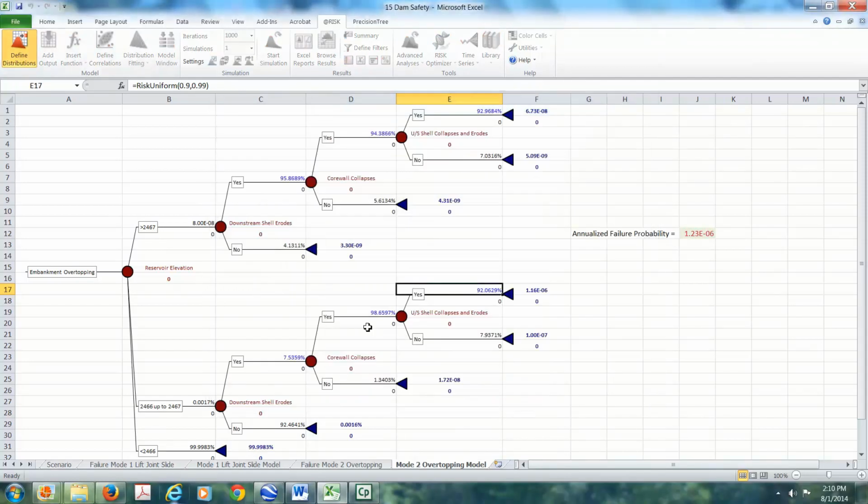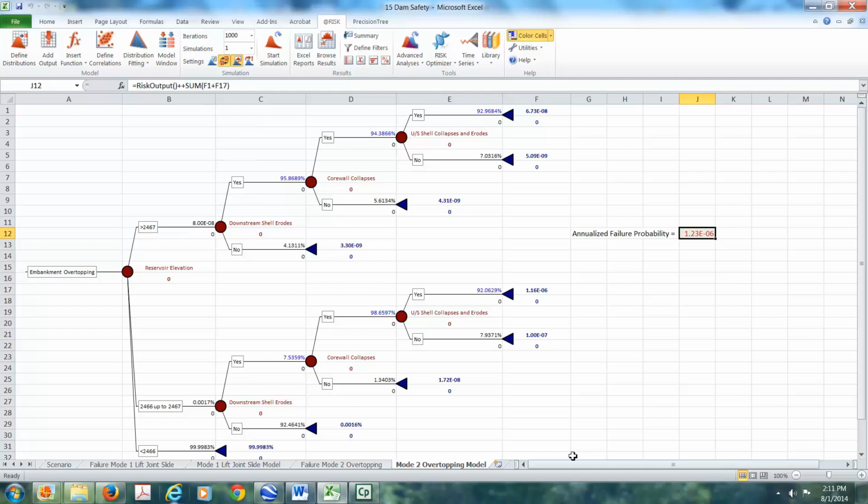So in this model, we have different probabilities here of the flow ranges. We have different probabilities here. But after that, everything else is the same. Once again, we have two failure modes. This times this times this times this gives me the probability of this failure mode. Similarly, this times this times this times this equals this is the second failure mode. If we add the two, we get our annualized failure probability.